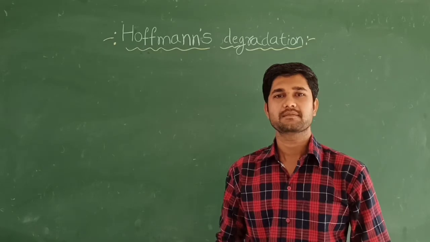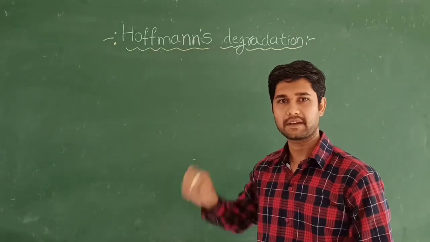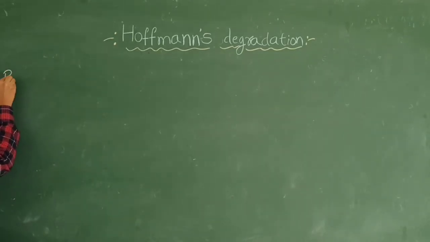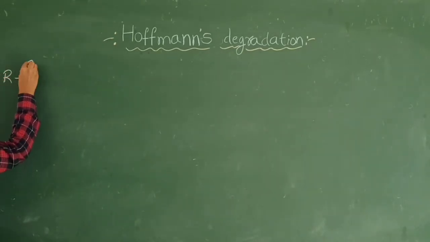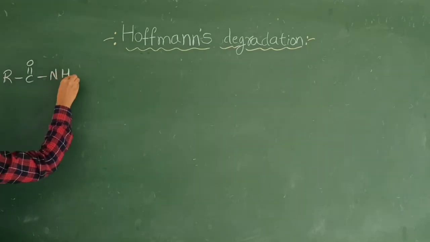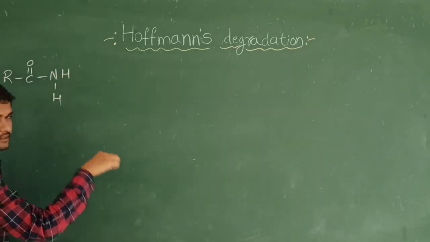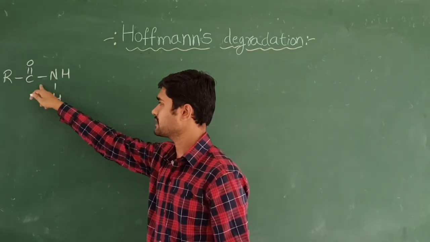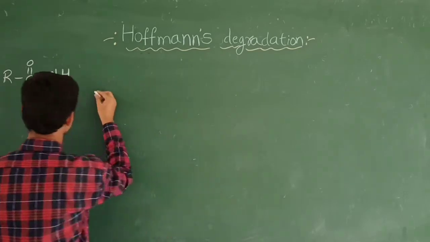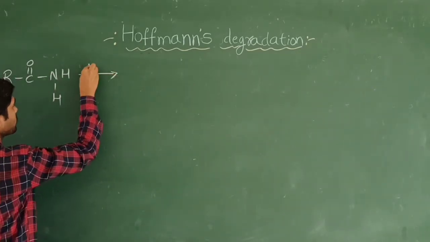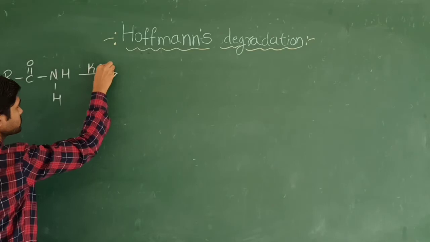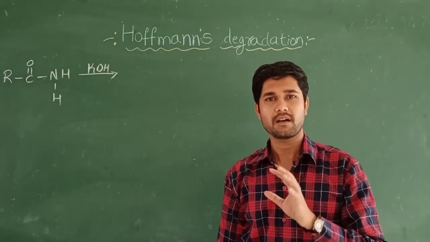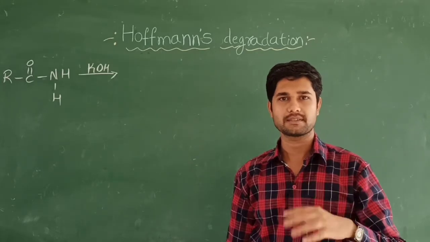Let's discuss the mechanism of this Hoffman bromamide degradation. First I am going to use the substrate, that is our functional group, called amide. I am going to write the amide like this: RC double bond O NH2. And I am going to use potassium hydroxide. You know very well that potassium hydroxide acts as a base, and a base abstracts the acidic proton.